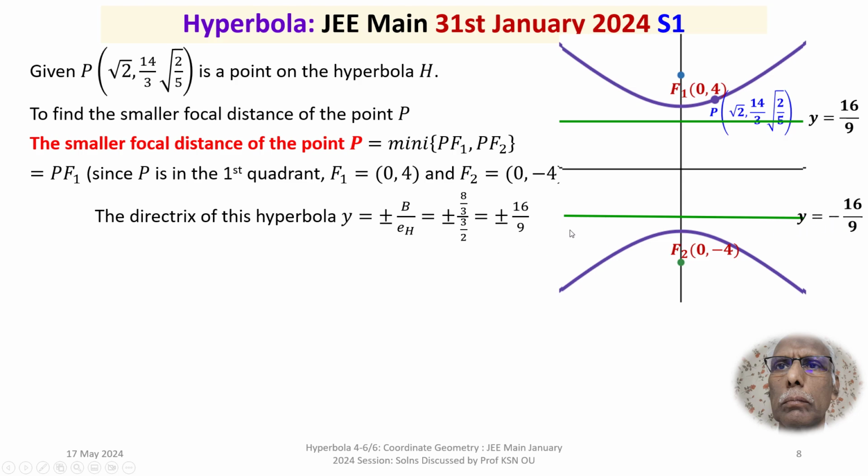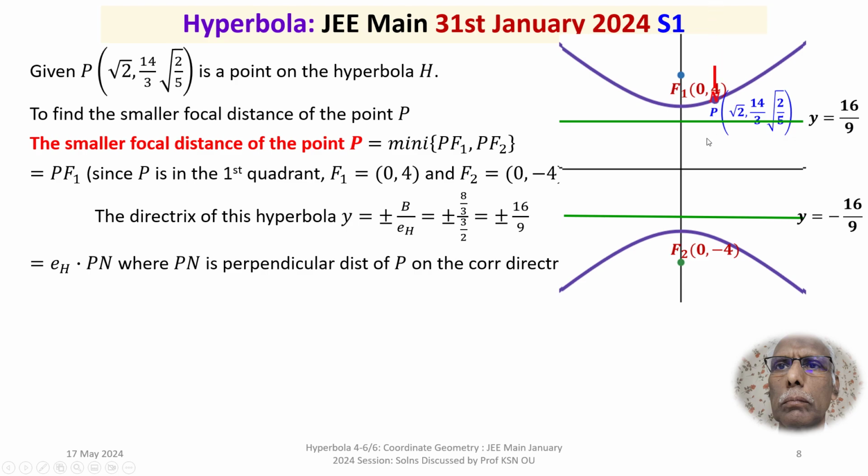So what do you do? PN, you drop a perpendicular from P onto the directrix, that is PN. So PF1 is equal to e_H into PN, where PN is the perpendicular distance of P on the corresponding directrix. The corresponding directrix is y is equal to 16 by 9. So this is PN. PN you can very easily find. You know the coordinates of P, and the directrix equation is known, so we will use the perpendicular distance formula.